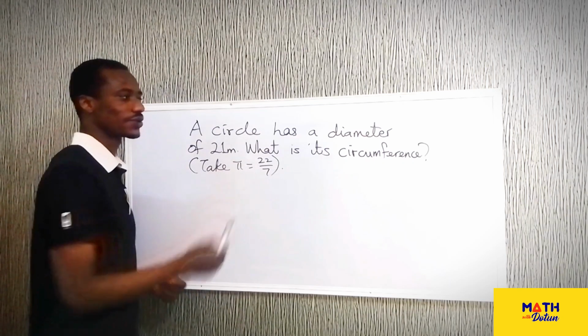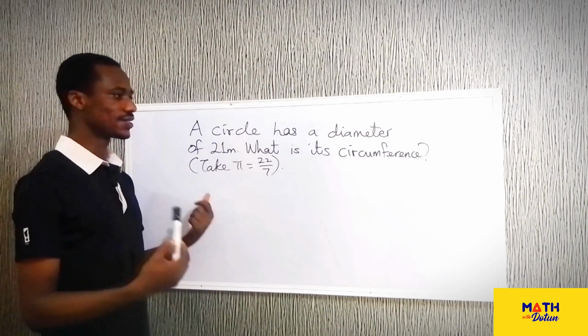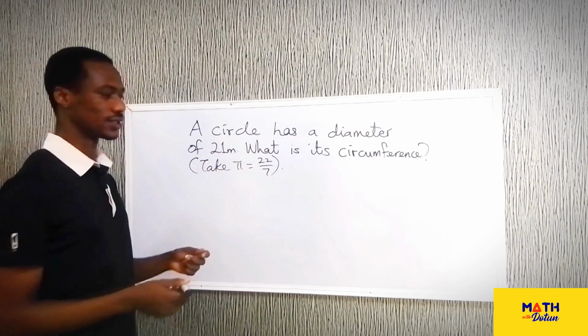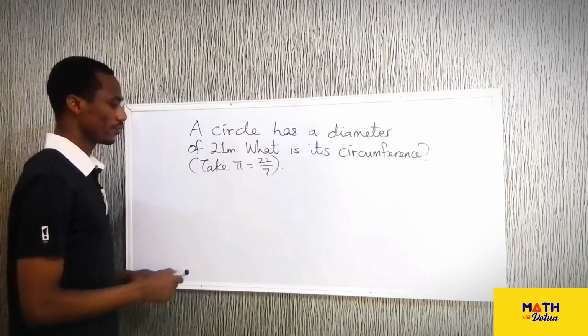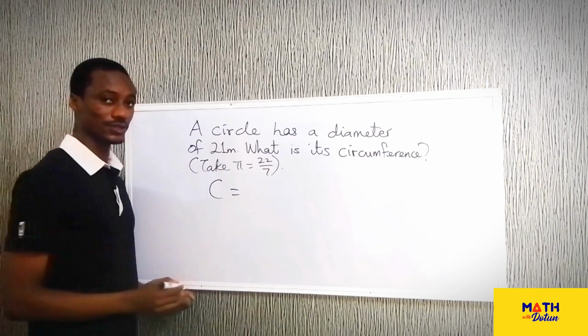Now we have a circle that has a diameter of 21 meters. What is the circumference? We're given pi as 22/7. Remember the formula for calculating circumference when diameter is given?